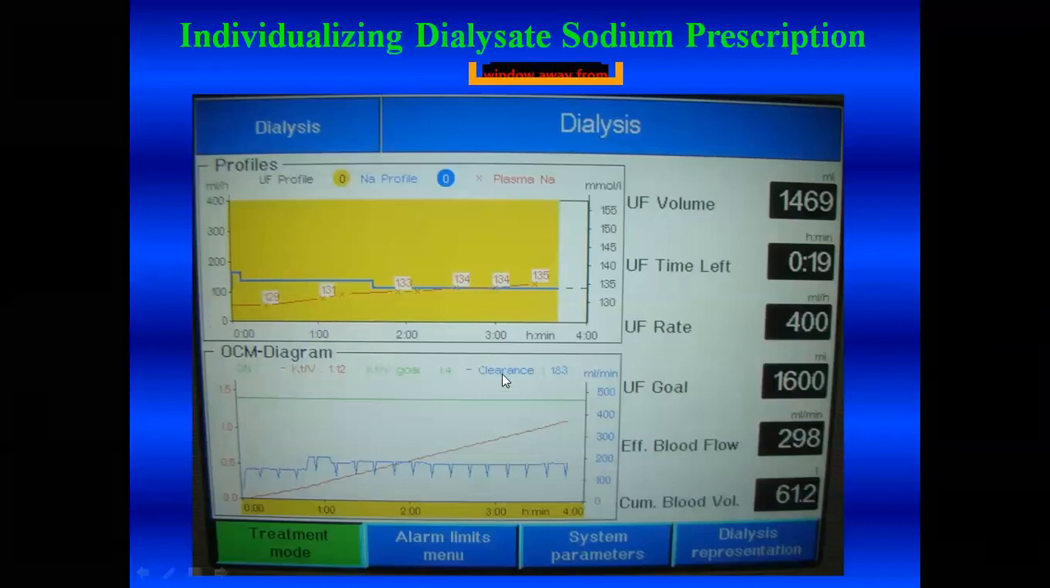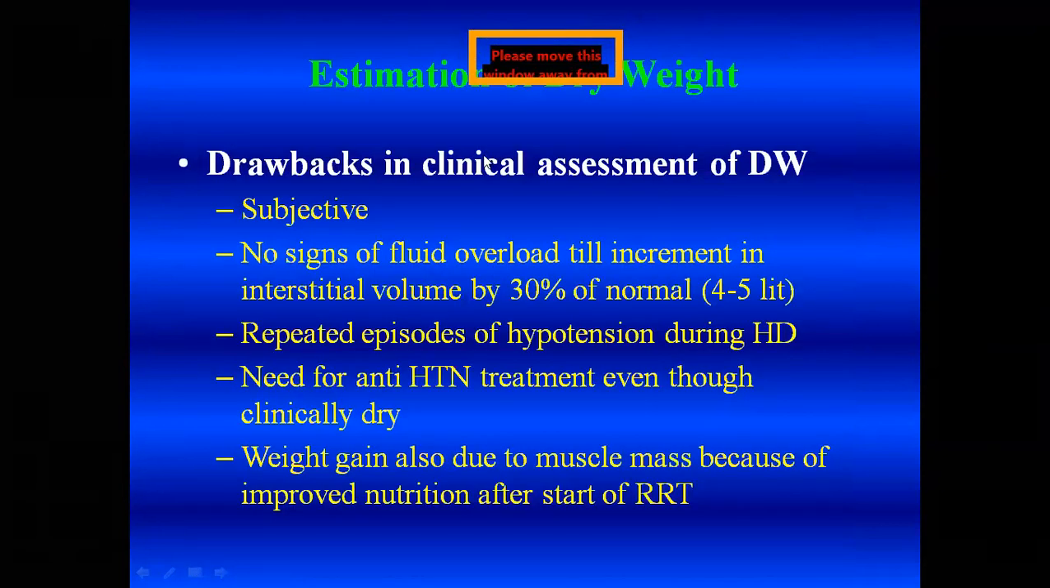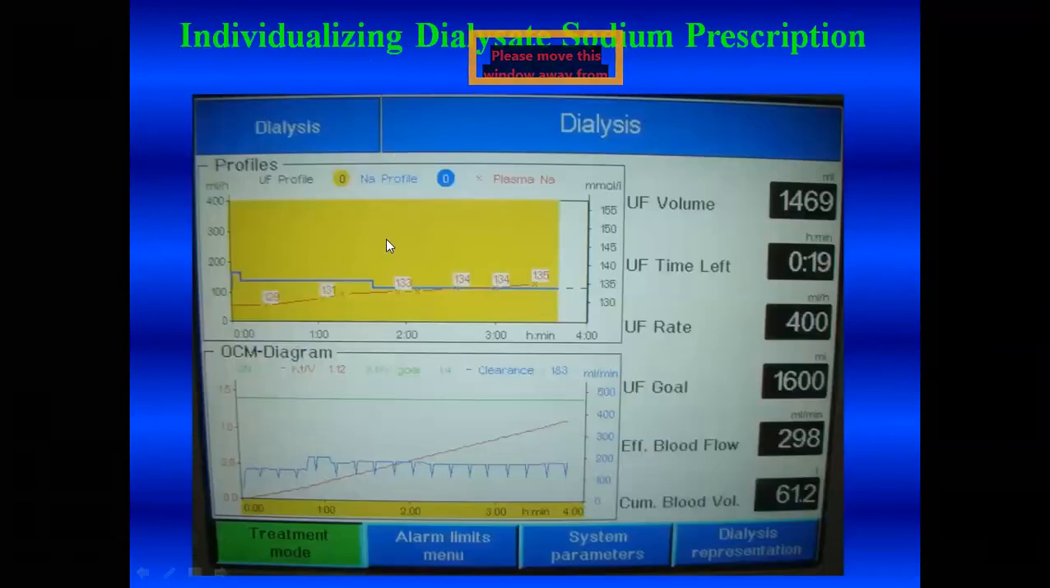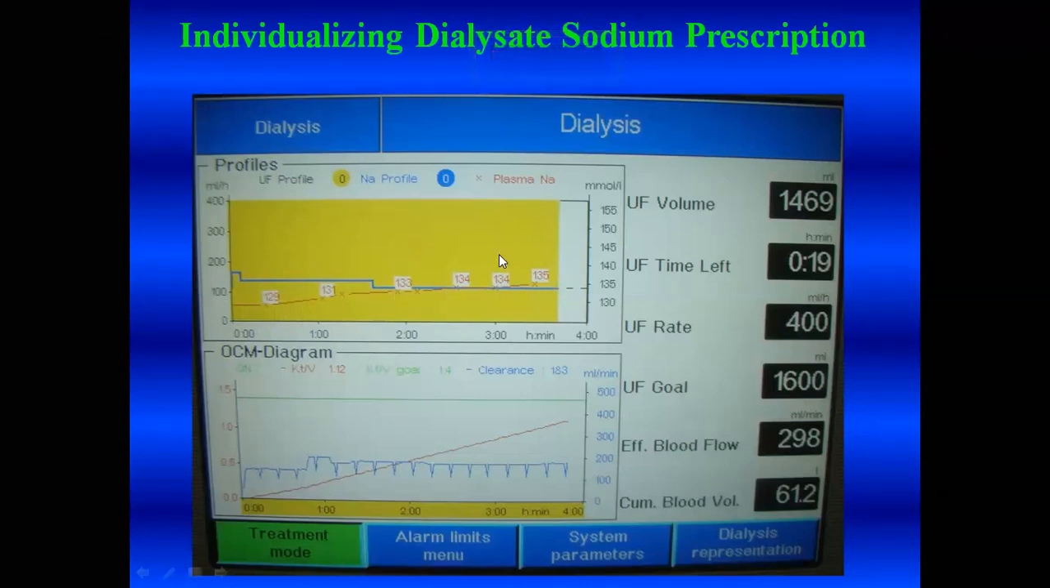Individualizing the dialysate sodium can be done by using the OCM. So the OCM will display the plasma sodium, the calculated plasma sodium, which the machine calculates from the inlet and outlet dialysate sodium, and that allows us to individualize.